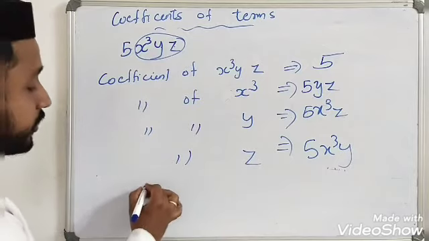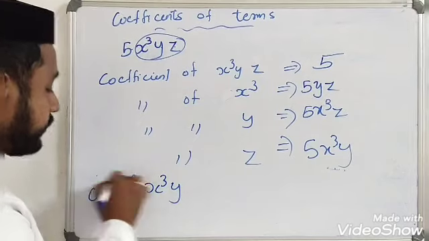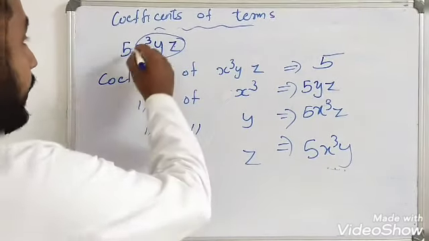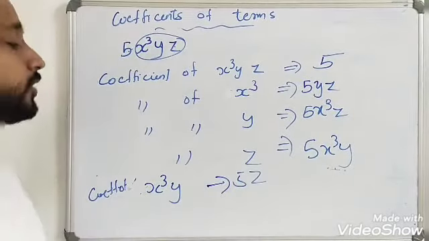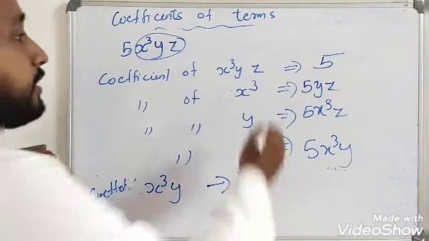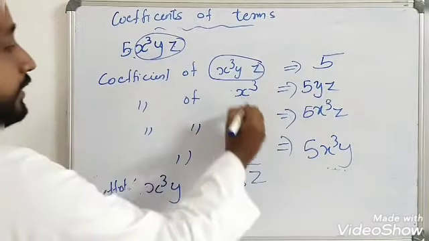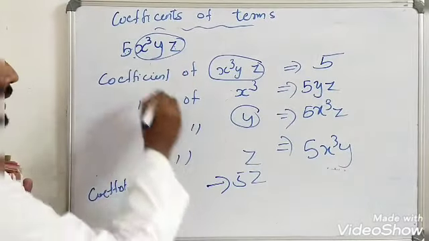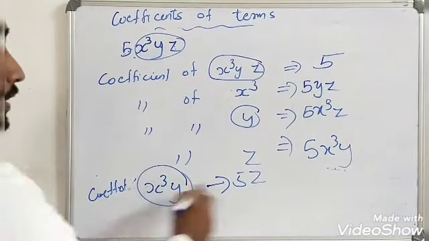Then there is a question: the coefficient of x cube y. Remaining are 5 and z. So the coefficient of x cube y is 5z. Like that we can find the coefficient of the terms. When we consider the complete term, 5 is there, then for x cube it is 5yz, for y it is 5x cube z, for z it is 5x cube y. If we consider only x cube y, then 5z.